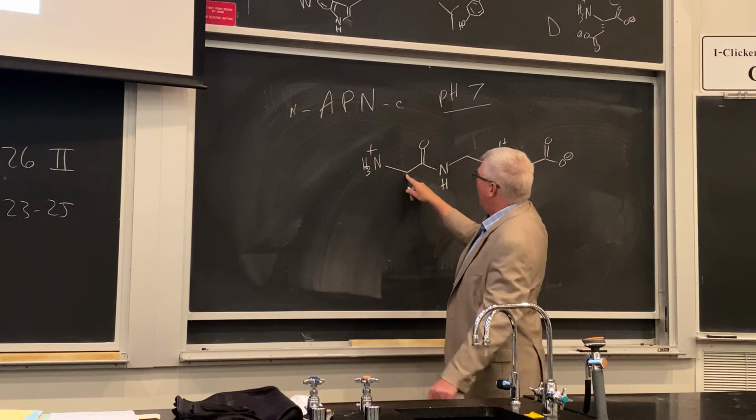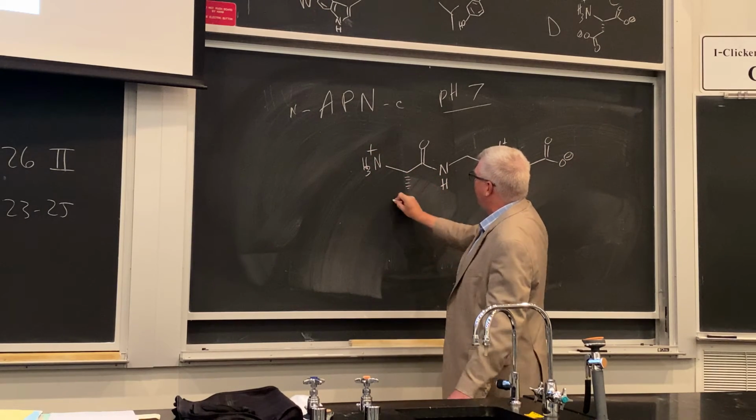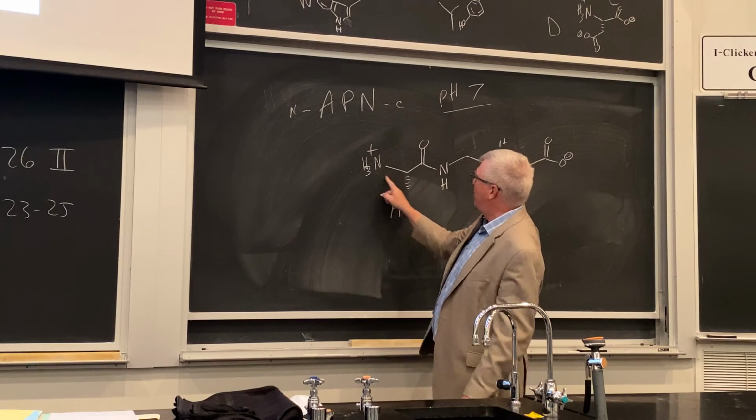If this is alanine, what do we need right here? Yeah, we need a methyl down. Okay, so you see alanine is in the N-terminus position.